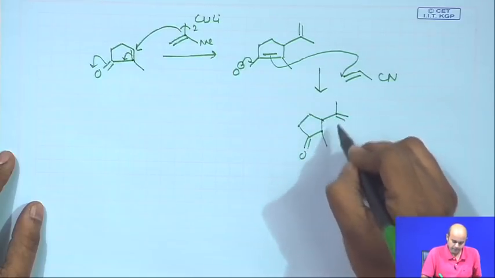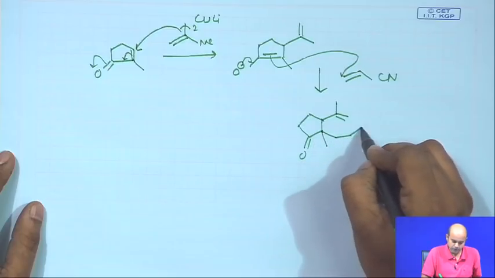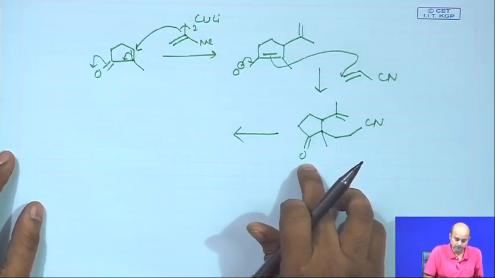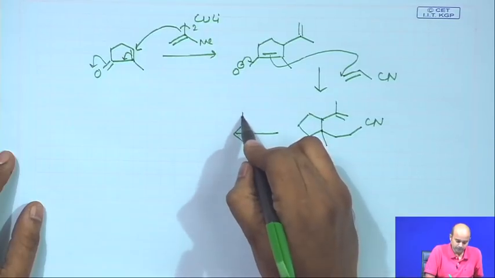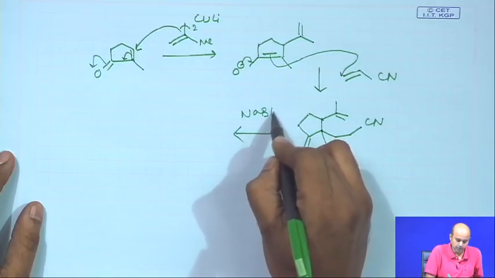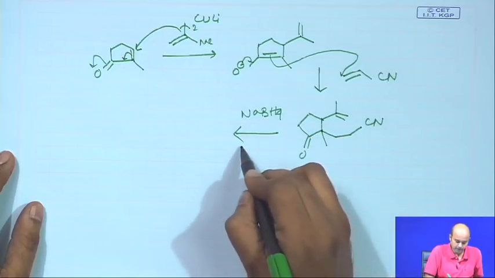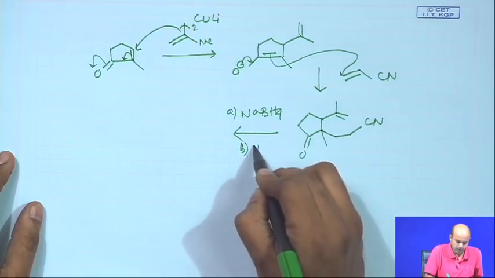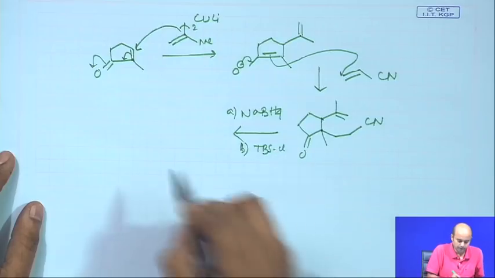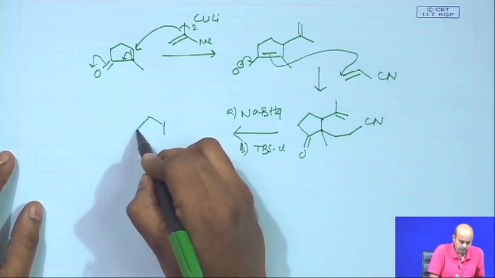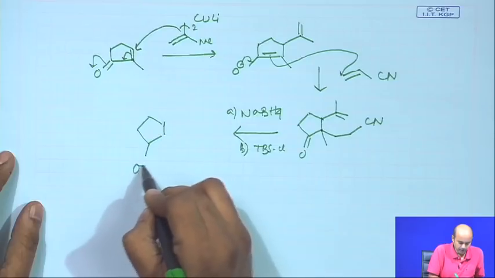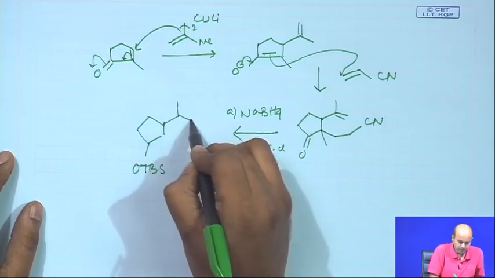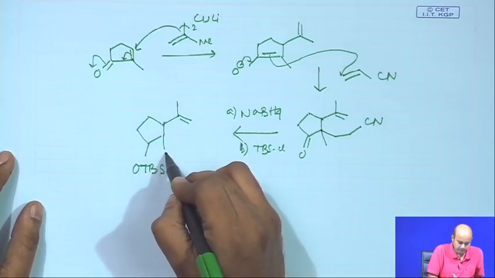part is similar, your CH2, CH2, CN, and in the final target, this ketone was not like this, it was kept as protected. So, what you do, you just use sodium borohydride, which will reduce the ketone, and in step B, you just protect it with TBS chloride. So, you can do an OTBS, and then you figure it out.